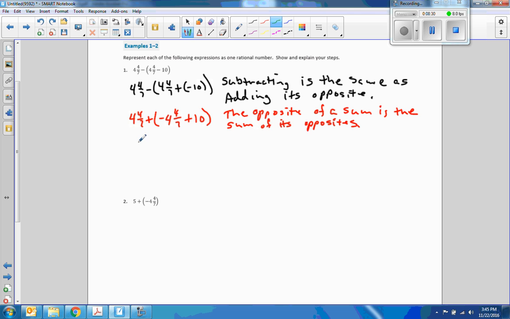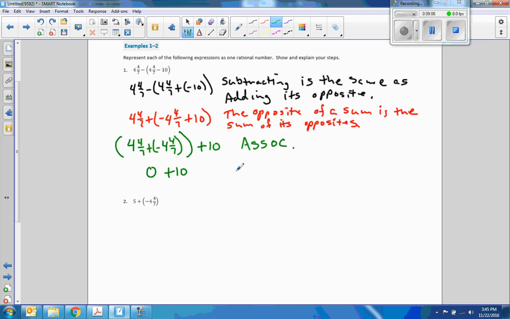The next step is we're going to move these parentheses and put them around our like terms. So now we have 4 4/7 plus negative 4 4/7, parentheses around all of that, and then plus 10 outside. And that is the associative property. I'm going to start abbreviating now because that's a lot of writing. Now I'm going to get 0 plus 10, and what we say there is a number plus its opposite is 0.